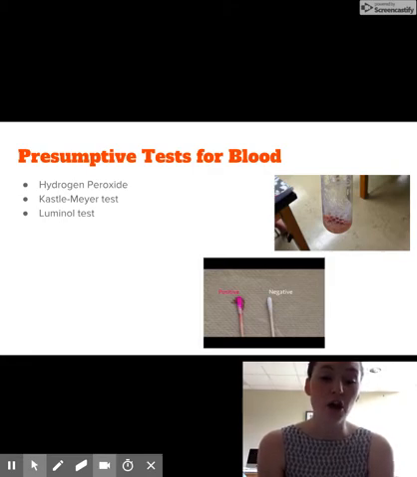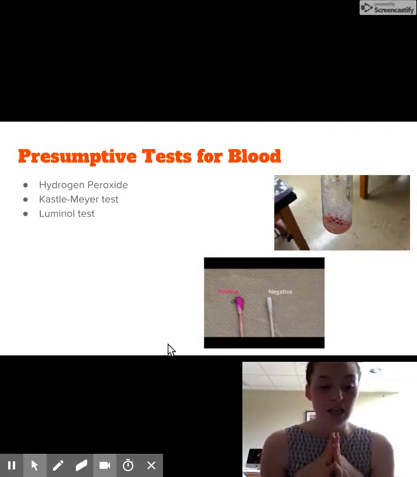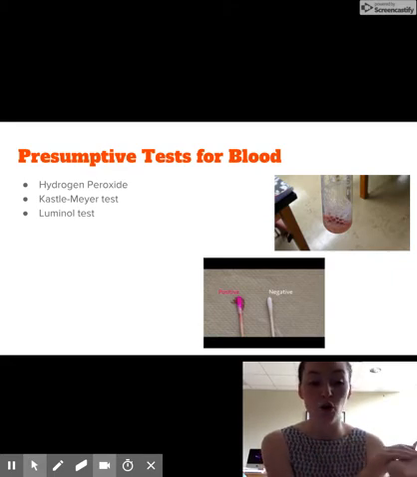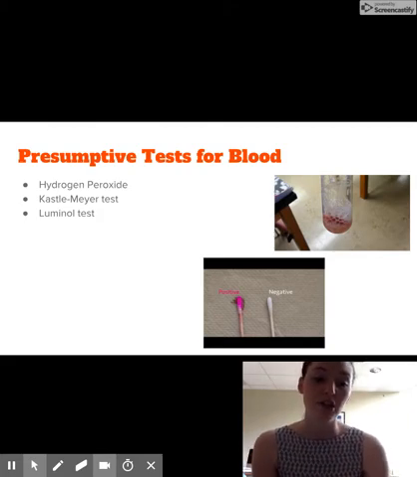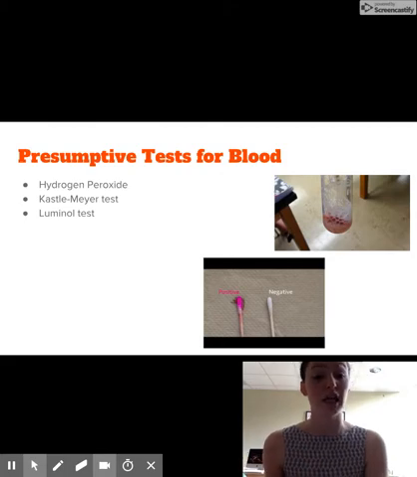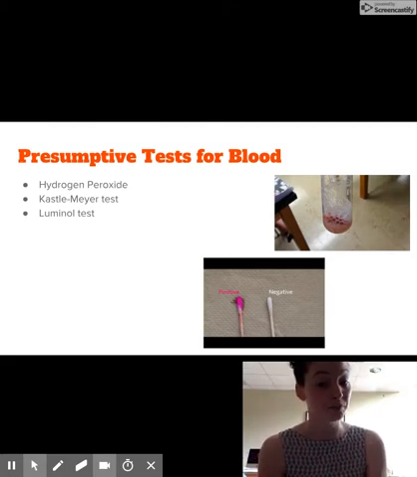The thing to know about these, especially the first two, is that they are presumptive tests, right? Which means that they can only establish that it is either totally not blood or it could be blood, right? So if those tests test negative, then it is definitely not blood. If they test positive, then it's likely to be blood, but it's not a guarantee.